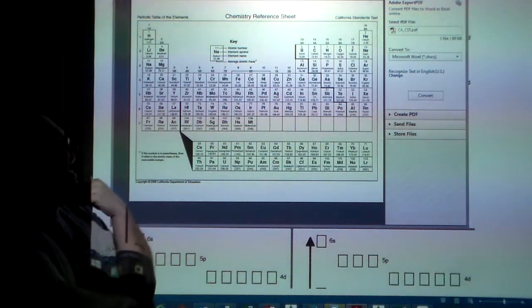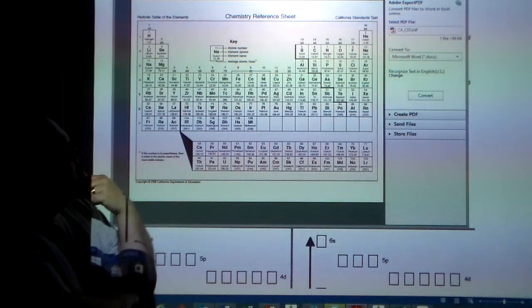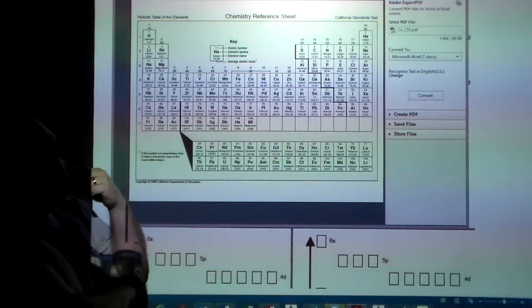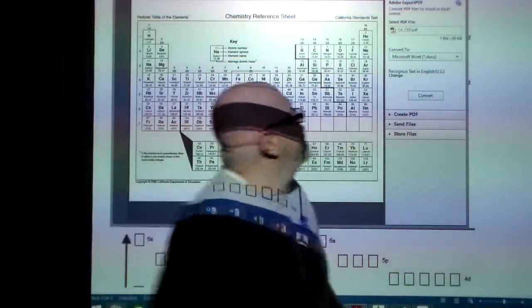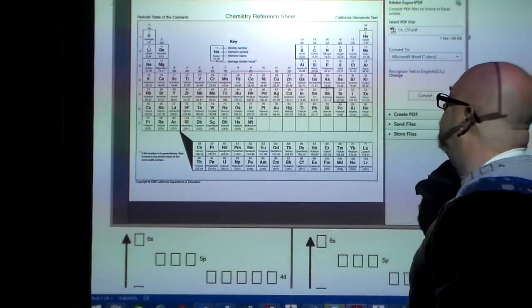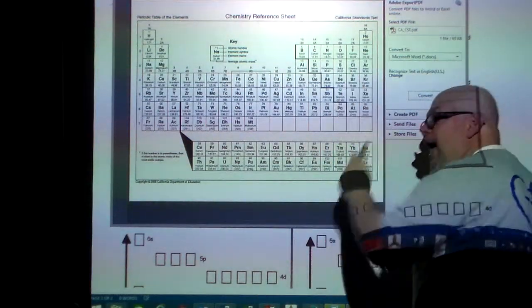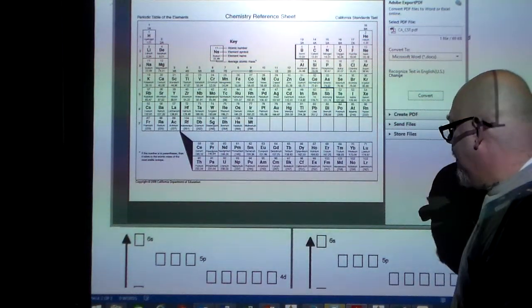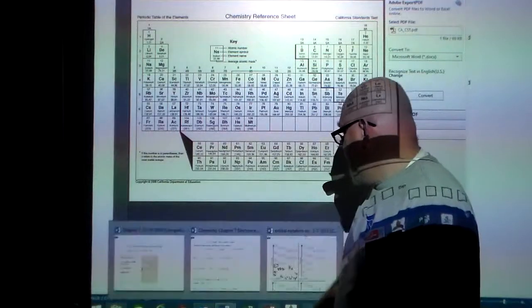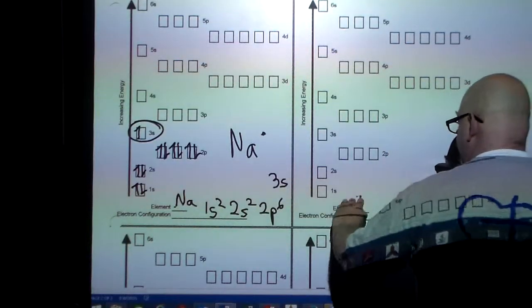Let's try for a higher level one, okay? I am going to go ahead and put, let's go for chlorine here. Now I'm going to show you guys a shortcut. Absolutely show you guys a shortcut for this, okay? And here it is. Chlorine, we're going to use chlorine.